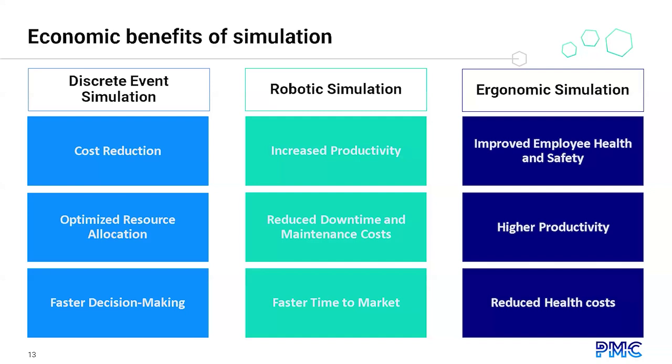And then we have the reduced downtime and maintenance costs. So here, by testing robots and validating the robot paths in a virtual environment, this will help us to catch some potential issues like collisions and mechanical interferences before they happen in real life. So we can avoid all these unexpected breakdowns and all expensive repairs.